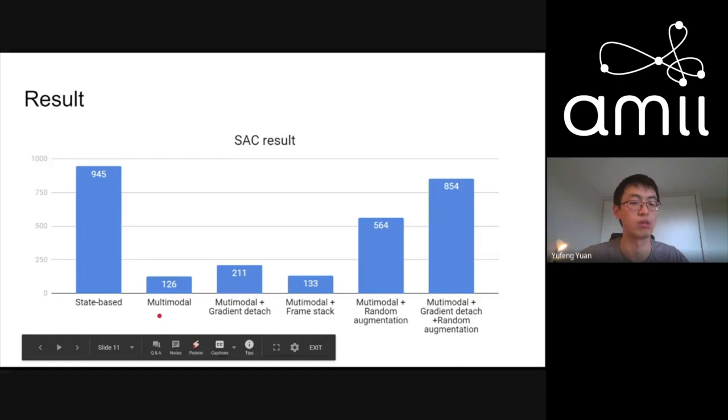Then we tried the three tricks we mentioned, to see if they help. So we first tried the idea of gradient detach, and it showed some improvement on the performance. And then we tried the idea of frame stack, and it does not help in this environment at all.